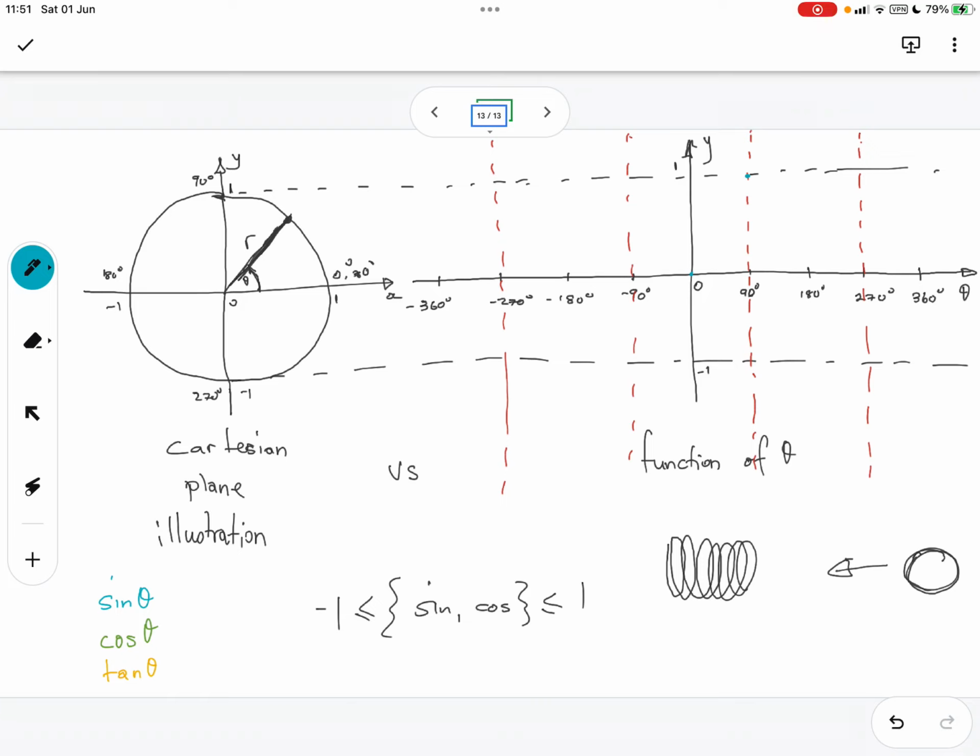At 180 degrees, y goes back to 0, so we'll mark it there. At 270 degrees, y is negative 1, so it gives us here. And at 360 again, that's 0. So what eventually happens is our graph looks something like this. It's smooth because the trajectory around the circle as this point P goes around and around is smooth.